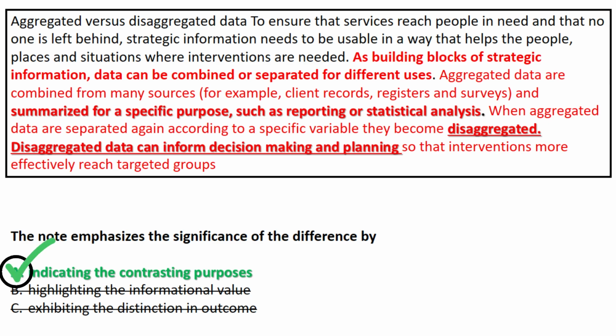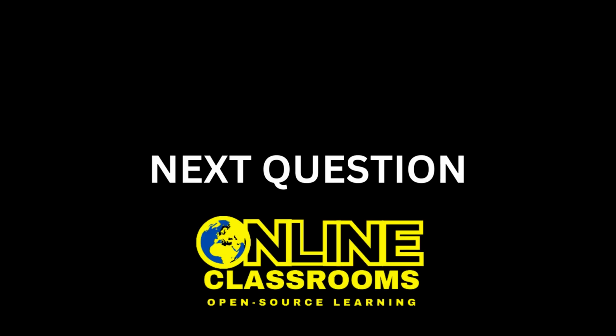In summary, option A is correct because it aligns with the paragraph statement about the note emphasizing the significance of the difference between aggregated and disaggregated data by indicating their contrasting purposes. Options B and C are incorrect because they are not explicitly mentioned in the paragraph and do not reflect the purpose of the note. Let's look at the next question.